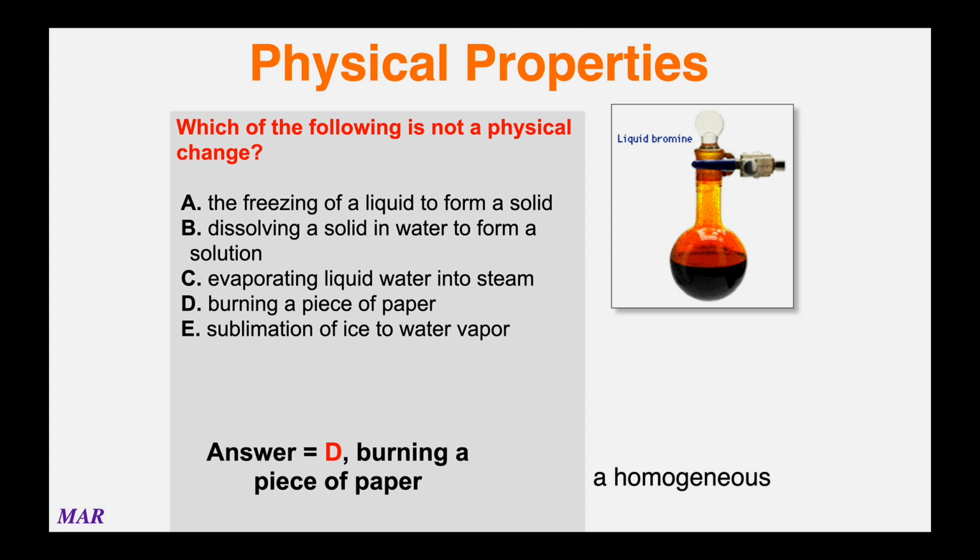We can't reverse it. The last one, if you take ice, solid water, and turn it to vapor, like gaseous water, yeah, you can reverse that one. But there's no way that you're going to take ash and turn it back to your original piece of paper. That's going to be, we're going to see here, a chemical change where you have actual transformations at the chemical level happening.